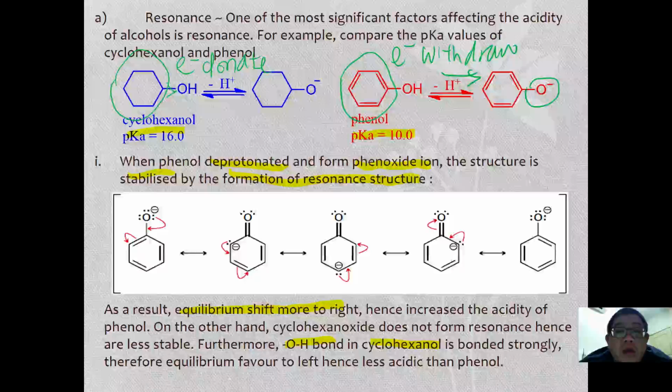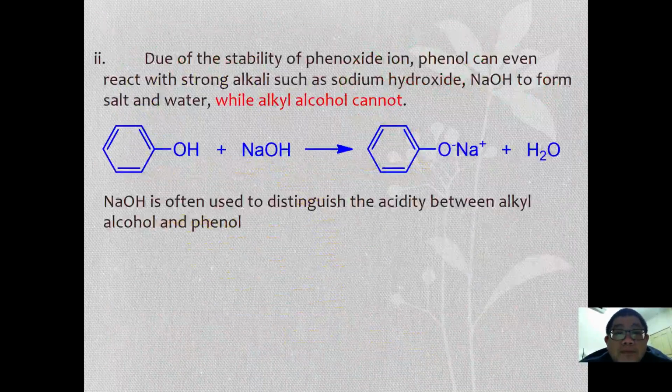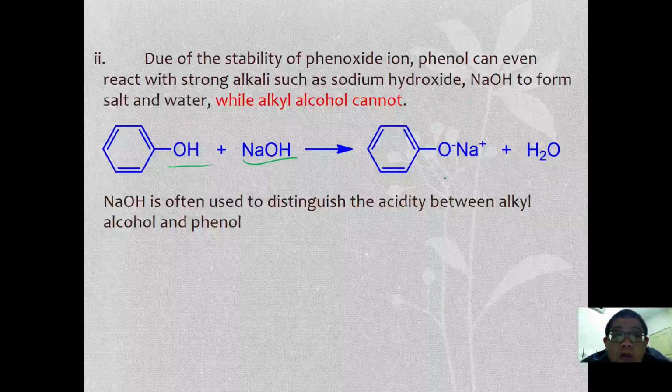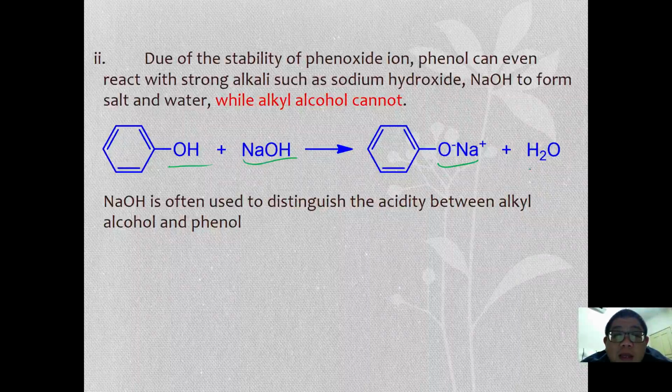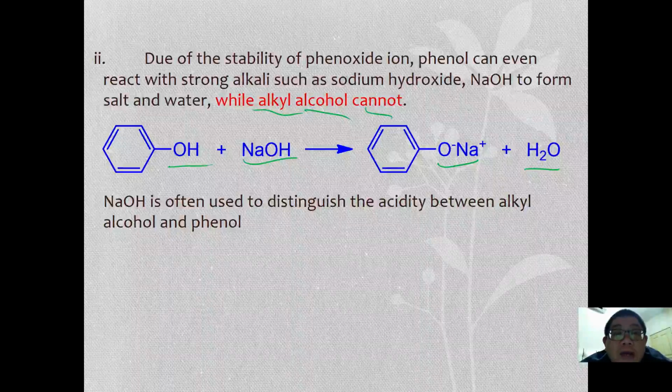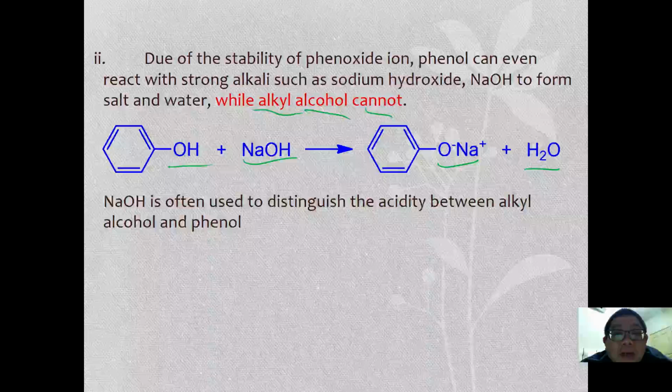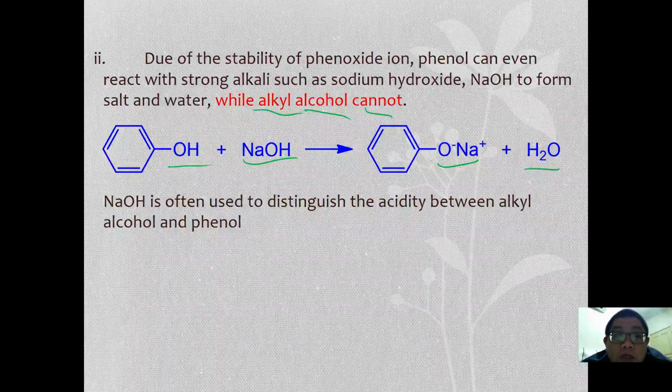Now this strength of acidity can be compared when you dissolve in sodium hydroxide. When phenol reacts with sodium hydroxide, you form sodium phenoxide and water. This is basically a neutralization reaction, while alkyl alcohol cannot do this because alkyl alcohol is not a strong enough acid to react with sodium hydroxide. So this is often the test used to distinguish the acidity between alkyl alcohol and phenol.